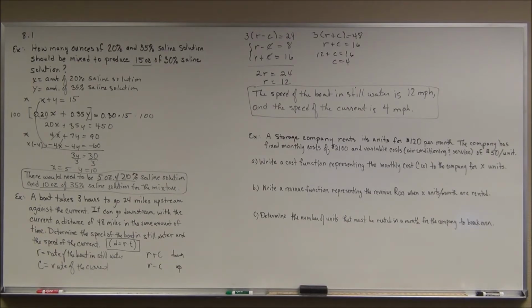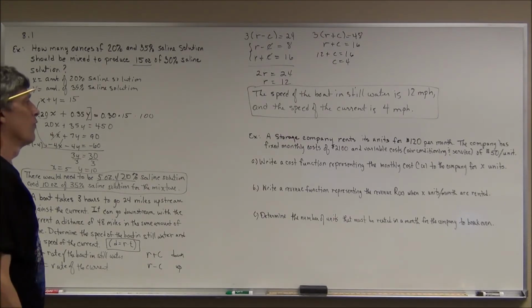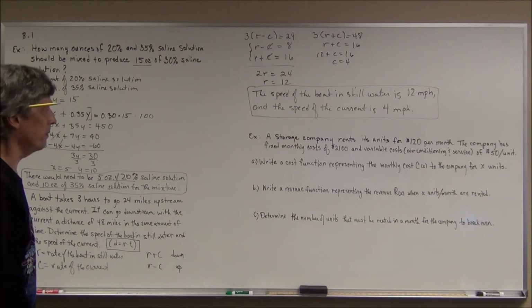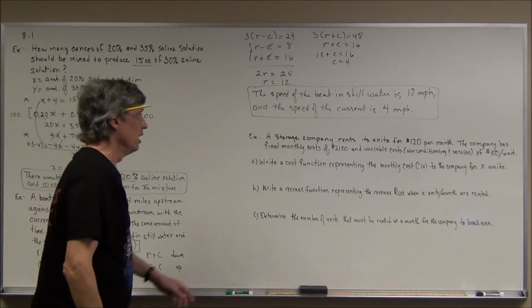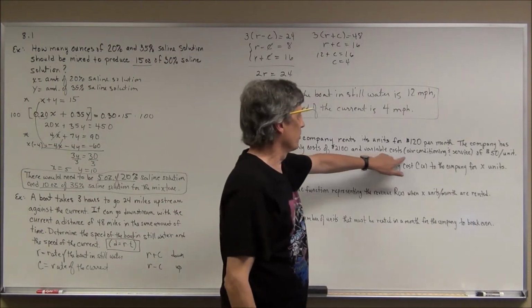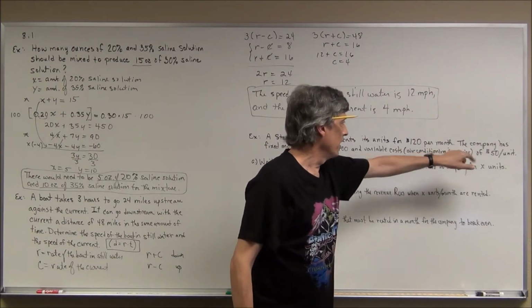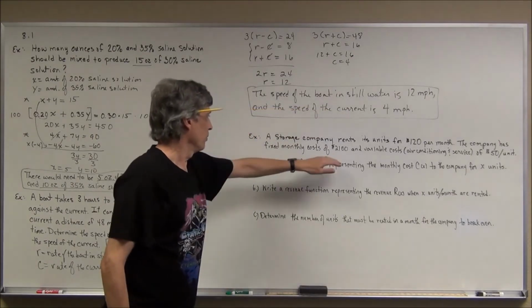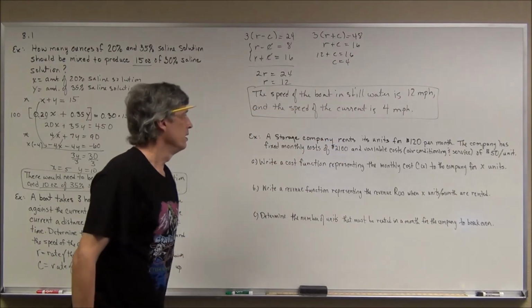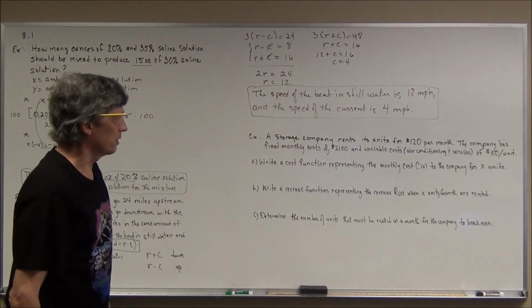The last example has to do with profit and revenue and cost. And so what we're going to do is we're going to kind of follow through here, and again we're setting up our problem as we go. A storage company rents its units for $120 per month. The company has fixed monthly cost of $2,100 and variable costs such as things like service and air conditioning and such of $50 a unit. You know, fixed monthly cost, that might be rental or insurance or something like that.